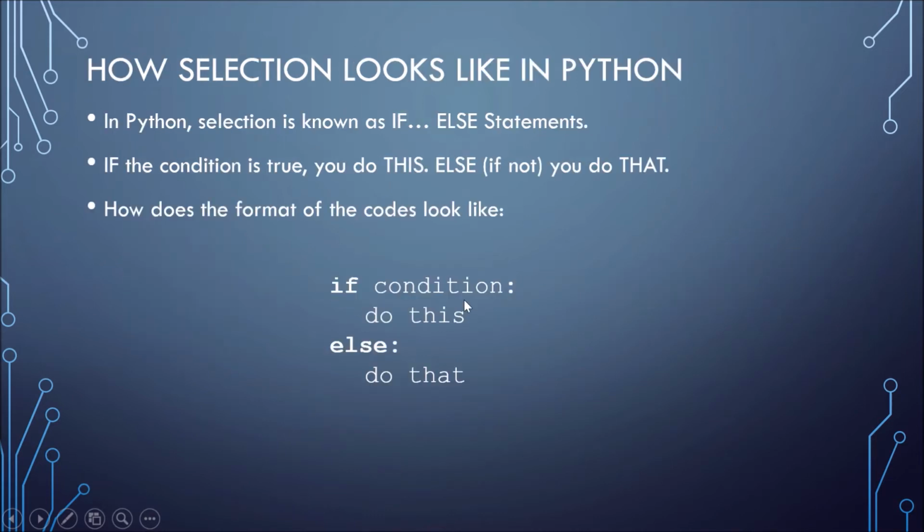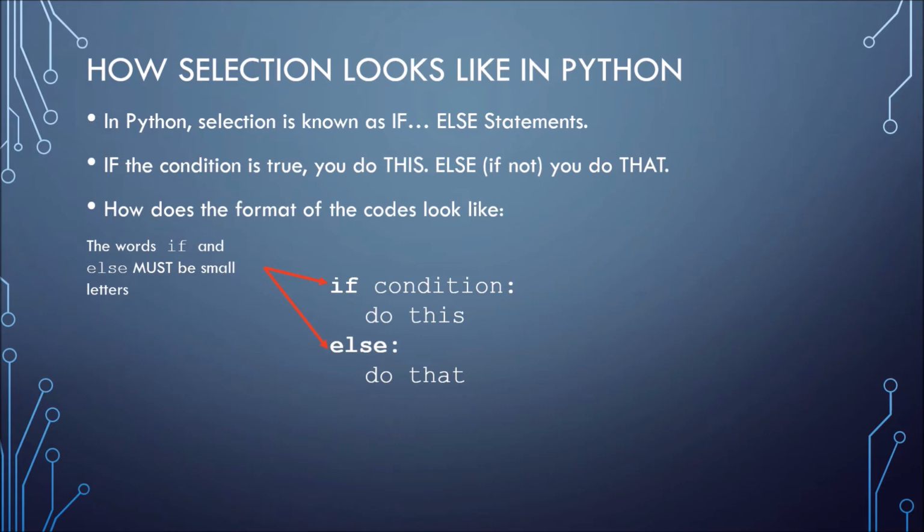Now, how does this selection look like in Python? In Python, it is also commonly known as the if-else statement. So if a condition happens, if it's true, do this. If not, or else, you do something else. Now, the condition is usually in the form of a Boolean expression.